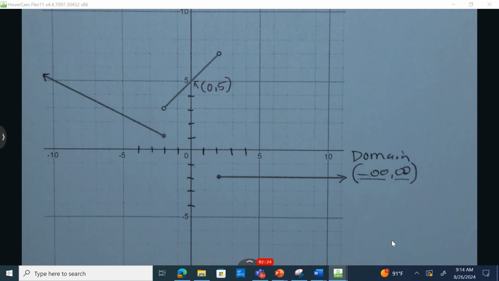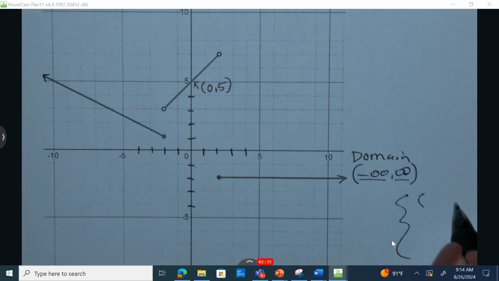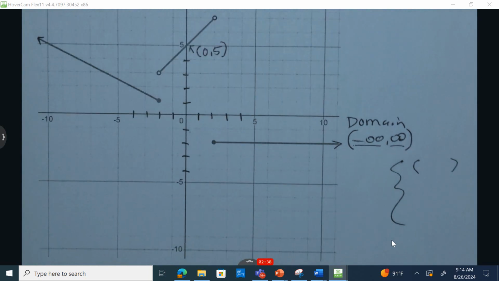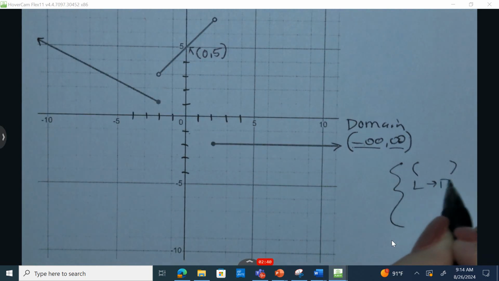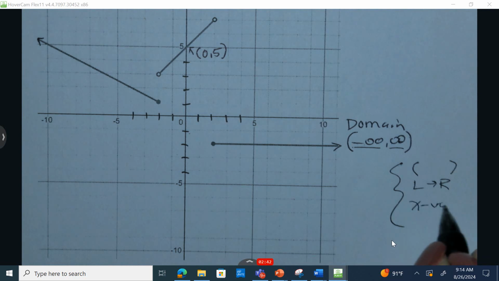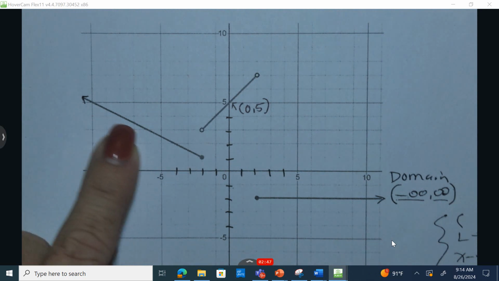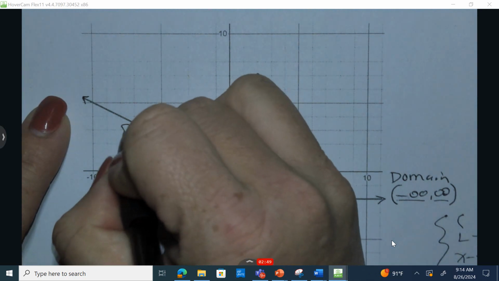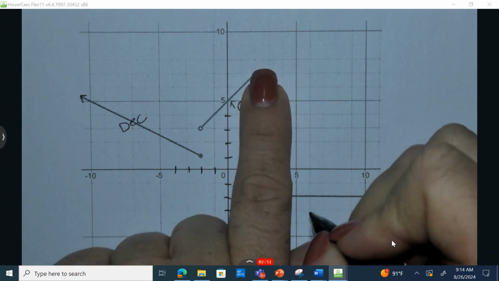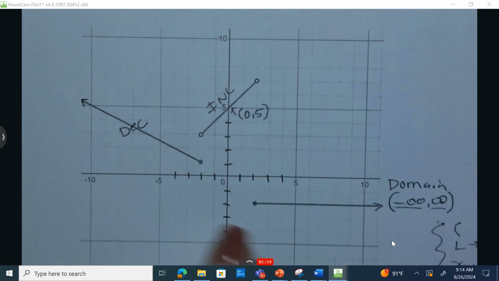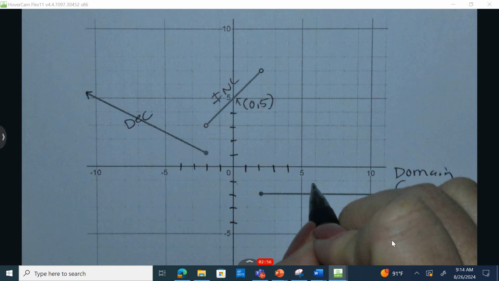All right, let's talk about the next one. Let's talk about increasing, decreasing, and constant. There's three things you have to remember. With describing increasing, decreasing, and constant intervals, you only ever use parentheses to describe them. You read it from left to right, and we're going to use the x values to describe it. So let's start with this one. From left to right, we can see that we're going downhill, or decreasing. From left to right, we can see we're going uphill, or increasing. And from left to right, we can see we're flat, or constant.